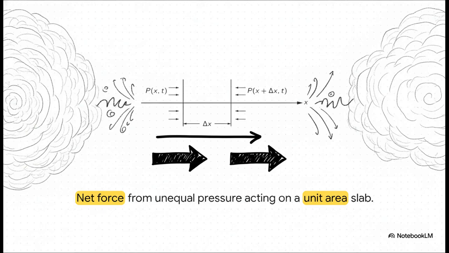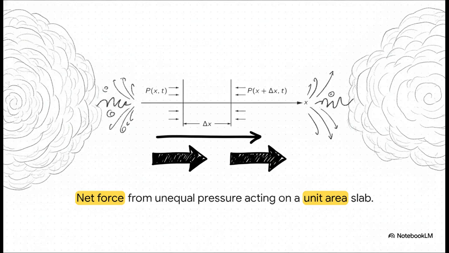Now for step 2. Those density changes instantly create pressure differences. If you look at the arrows pressing in on our tiny slab of air here, you'll see it has a certain pressure pushing on it from the left side, and a slightly different pressure pushing back from the right side.